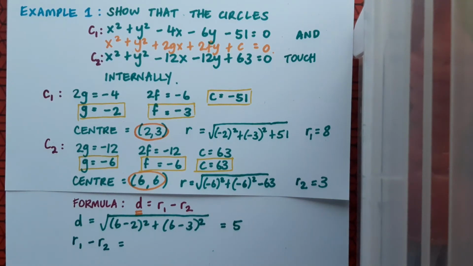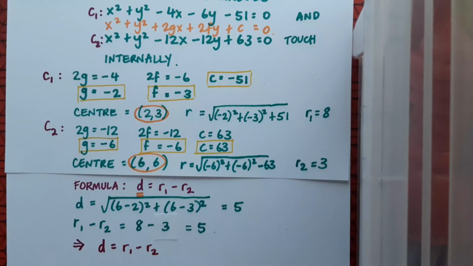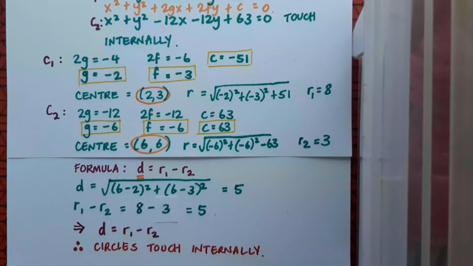Next, I'll check what r1 minus r2 is, and that's just 8 minus 3 using these two values here. And again, that works out as 5. So let's draw our conclusion. We can say this implies that the distance between the centres equals r1 minus r2, and so the circles touch internally.